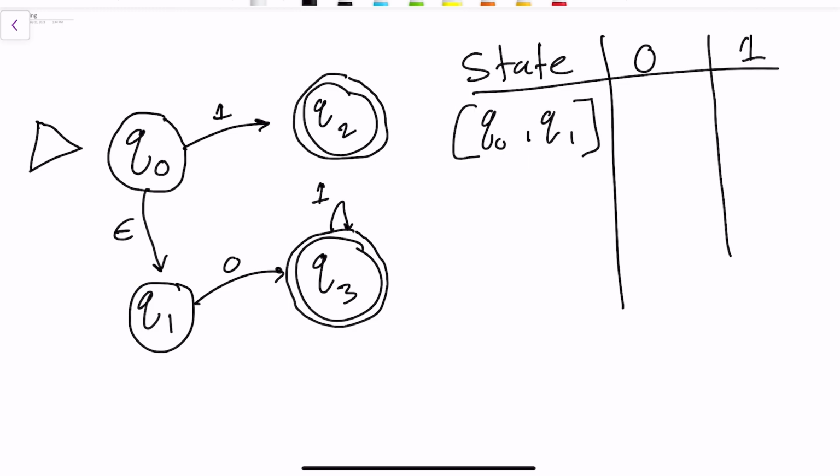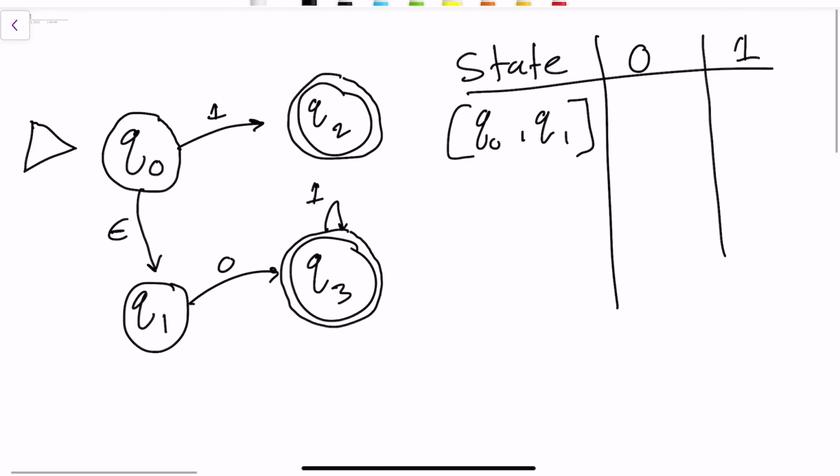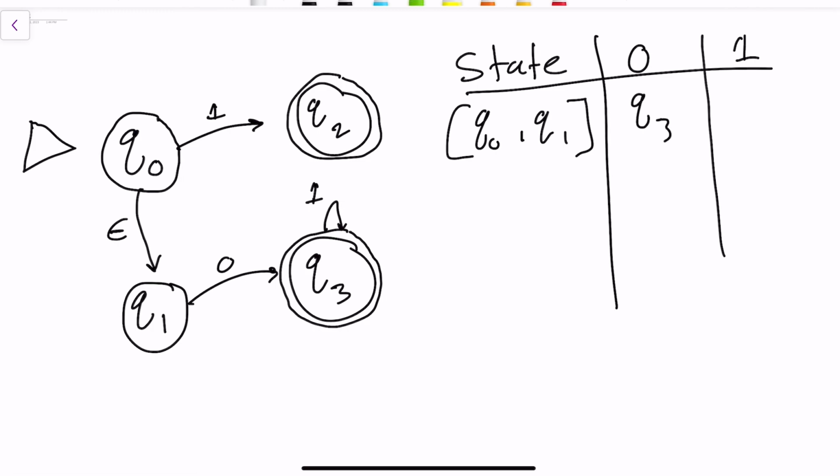For these states, on input 0, we can see that Q0 does not lead anywhere, but Q1 transitions into Q3. So our output will be Q3. Now for input 1, we see that Q0 goes to Q2, and Q1 goes nowhere, so our state is Q2. Next, we'll test the inputs on the states that we were able to reach.